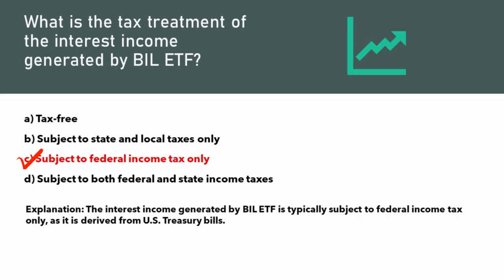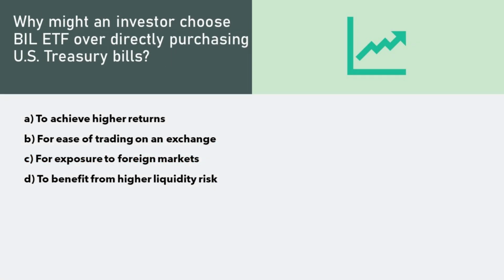Answer: C. Subject to federal income tax only. Explanation: the interest income generated by BIL ETF is typically subject to federal income tax only, as it is derived from U.S. Treasury bills. Why might an investor choose BIL ETF over directly purchasing U.S. Treasury bills?